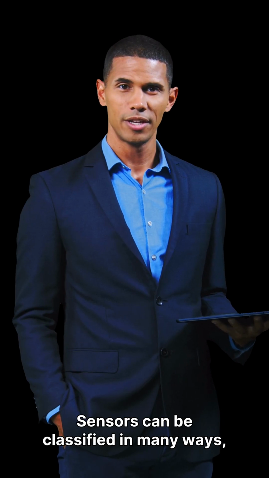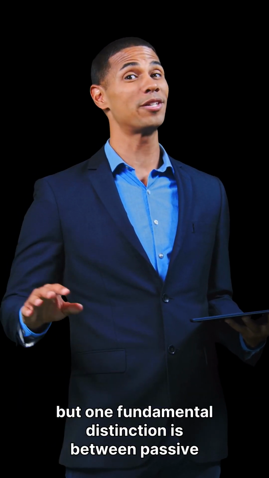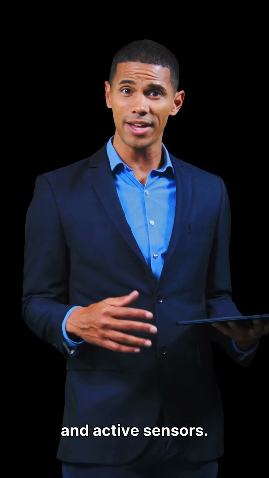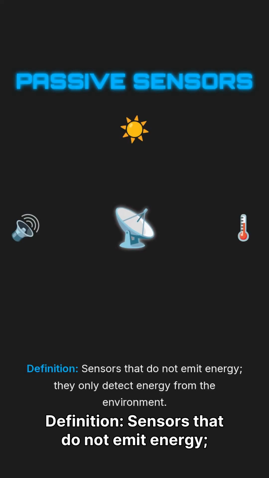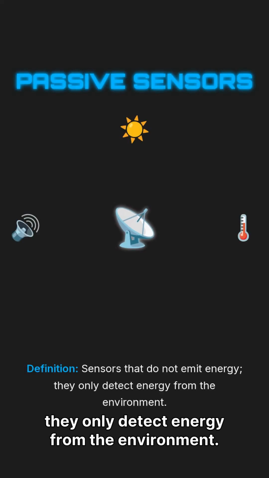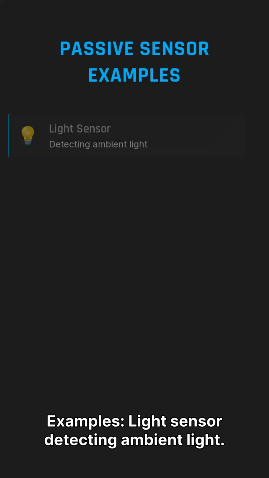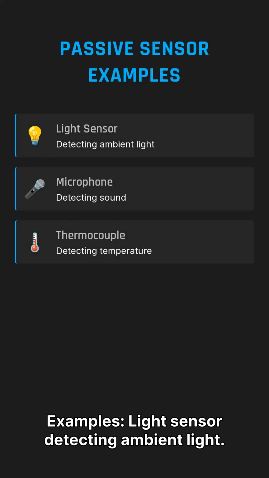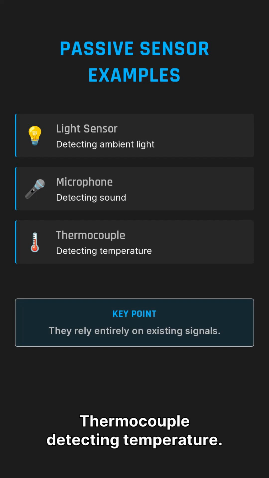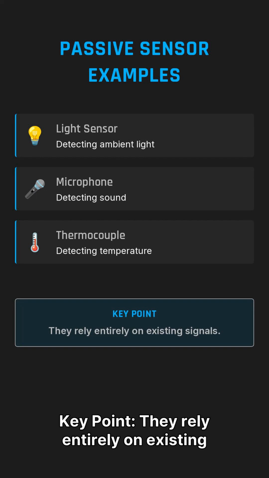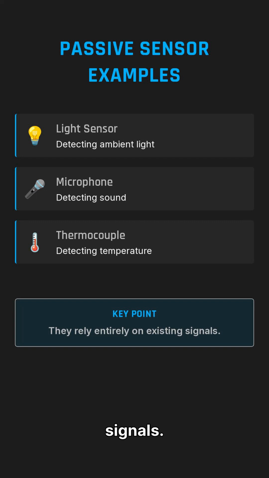Sensors can be classified in many ways, but one fundamental distinction is between passive and active sensors. Passive sensors, definition: sensors that do not emit energy. They only detect energy from the environment. Examples: light sensor detecting ambient light, microphone detecting sound, thermocouple detecting temperature. Key point: they rely entirely on existing signals.